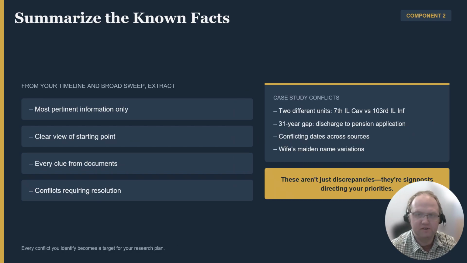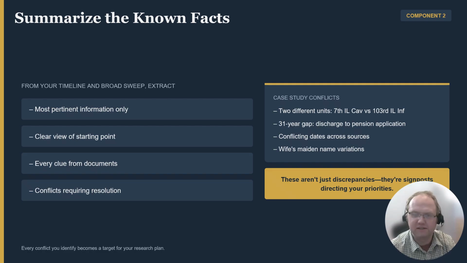So, component 2. Summarize the known facts. Combining step 2 timelines with Phase A's findings, we extract what's pertinent. Not necessarily the entire timeline that you have for somebody, particularly if it's just a section of somebody's life, like, say, my second great-grandfather's Civil War service. The Civil War was between 1861 and 1865. He lived between 1845 and 1931. So, a relatively short segment.